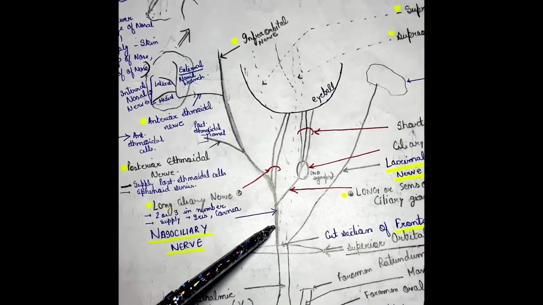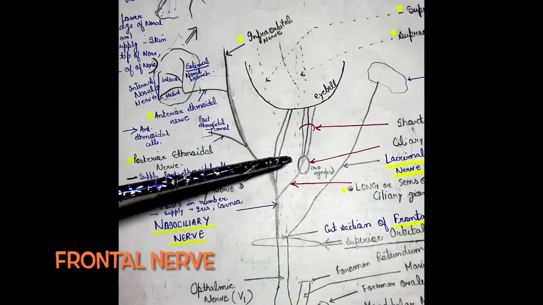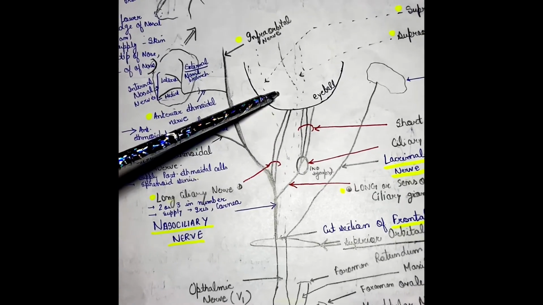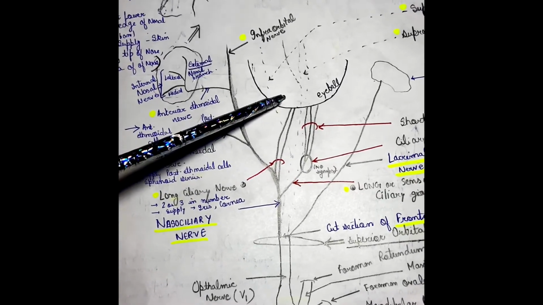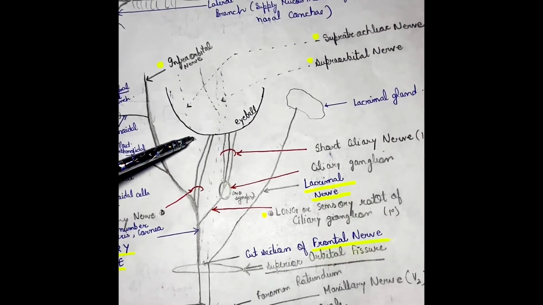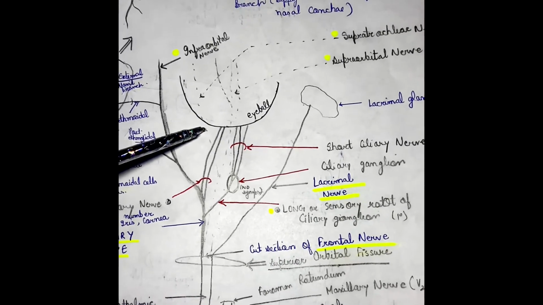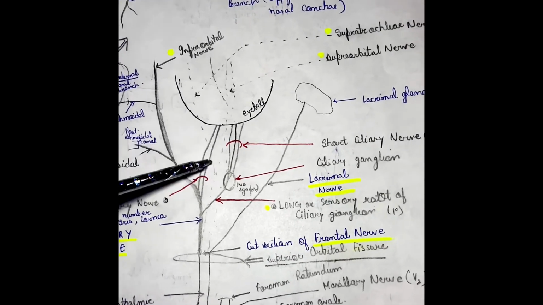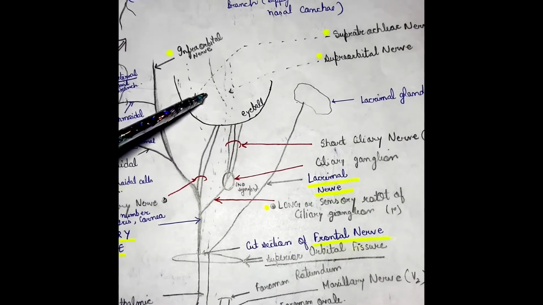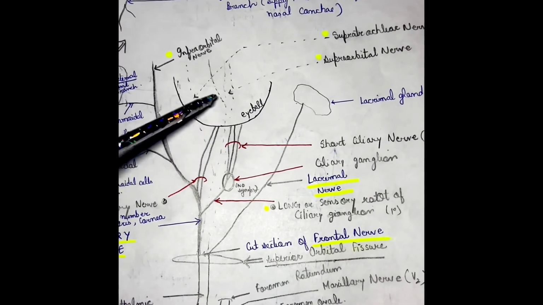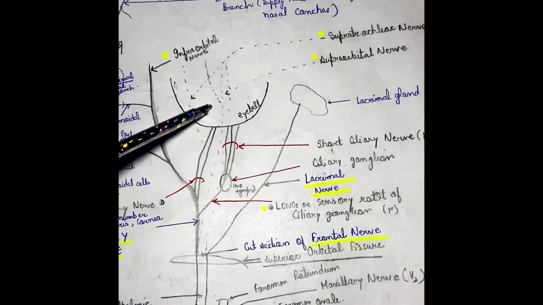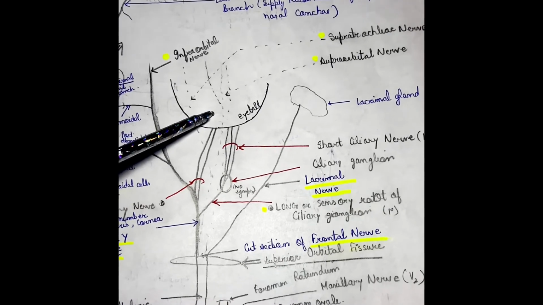Now here you can see this nerve. This is your cut section of the frontal nerve. This nerve is the largest division of this ophthalmic nerve. It further gives two branches. One is your supratrochlear nerve, another one is your supraorbital nerve. So the supratrochlear is more medial and supraorbital is lateral compared to that. Further they give anterior and posterior divisions, and it supplies up to the vertex region, which is the highest point on your head.